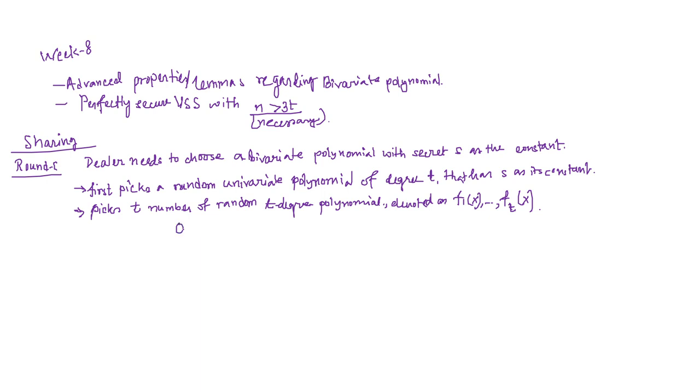So this t distinct point, the first one is 0, and then we get f(x). So replace y with 0 and you get f of x. First point. Replace y with alpha 1, then you get f1 of x. Replace y with alpha 2, you get f2 of x, till replace y with alpha t and you get ft of x.